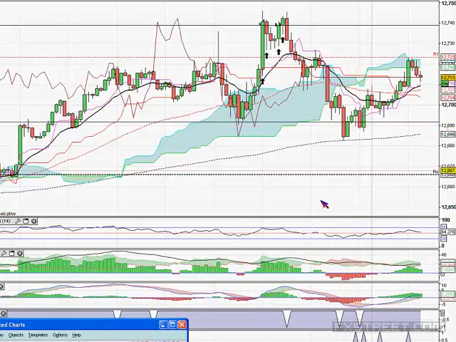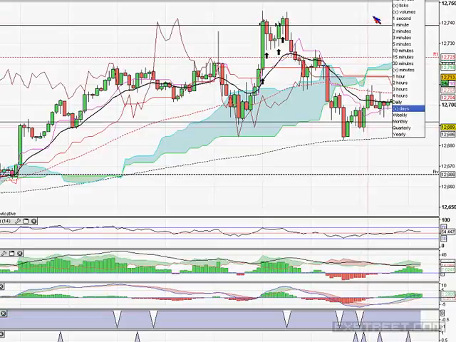5 minutes. There she is. Bang, bang, bang, bang. These candles are telling me that I want to be getting long in this pair. I actually took a long position just after this with the stop below here. My profit target's up around here. Okay, that's a scalp trade, by the way.